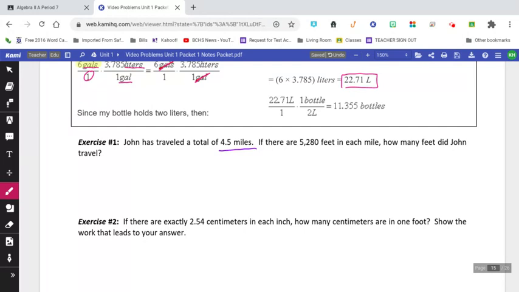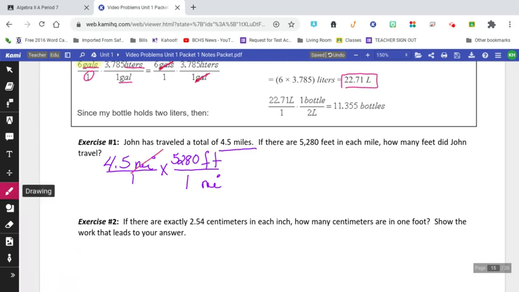So we want to start with how far John traveled, which was 4.5 miles, and we just stick it over 1. We now need to multiply by something to convert that to feet. So don't worry about the numbers, okay? Look where miles is. It's in the top of the fraction on the left. That means miles has to go on the bottom of the fraction on the right, and feet goes on the top. And now we simply fill in the numbers. There are 5,280 feet in 1 mile.